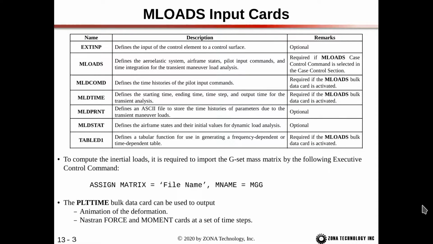These are the additional bulk data cards used in the maneuver loads analysis. So we have the MLODS bulk data card, which is the main driver, and then it will refer out to these other bulk data cards, as we'll see. Now, a further note: to compute the inertial loads, it's required to import the GSET mass matrix by the following executive control command as shown here. So we import the GSET mass matrix, which is MGG. And also the PLOT TIME bulk data card can be used to output the animation of the deformation or the Nastran force and moment cards at a set of time steps.